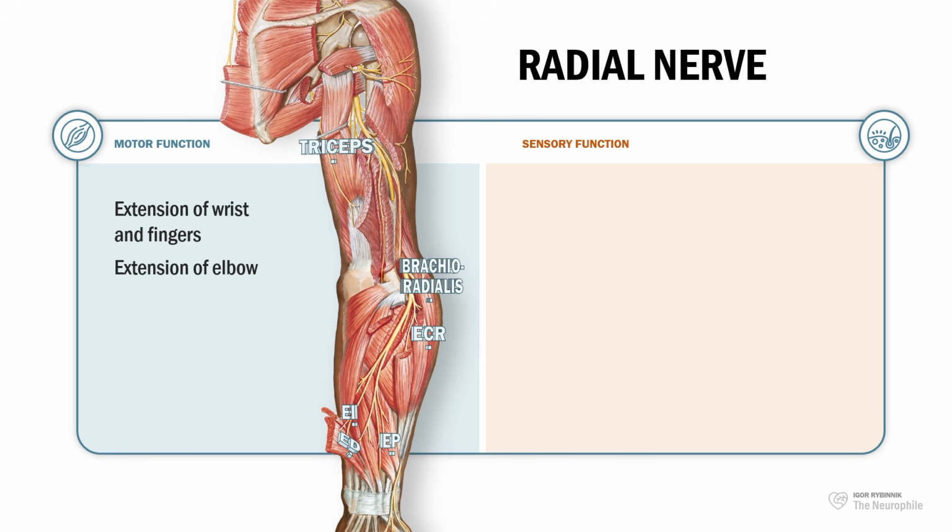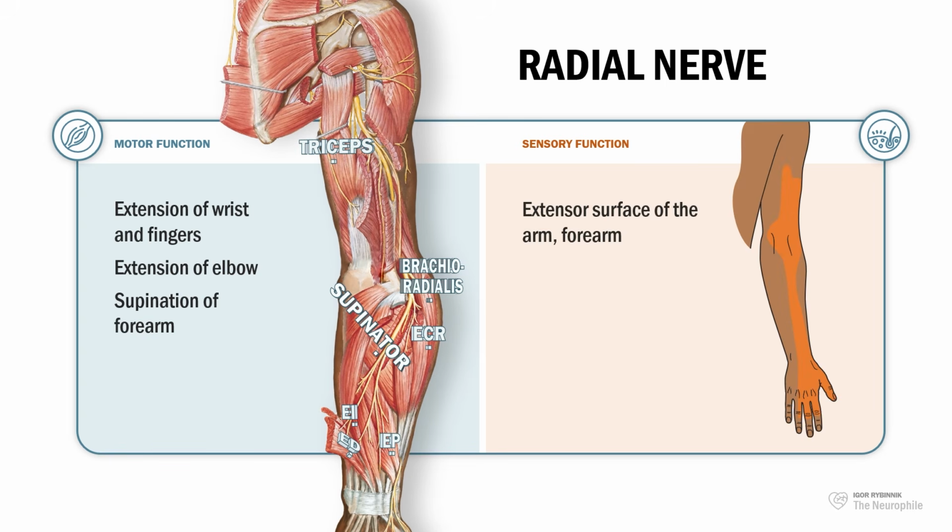How would you carry a bowl of soup? Right, the supinator muscle turns the palm of the hand upward. What's the sensory distribution? The whole extensor surface of the arm, forearm, and the dorsal aspect of the lateral hand. The radial nerve also innervates the dorsum of the first 3½ fingers, about halfway up the finger where it meets the sensory distribution of the median nerve.